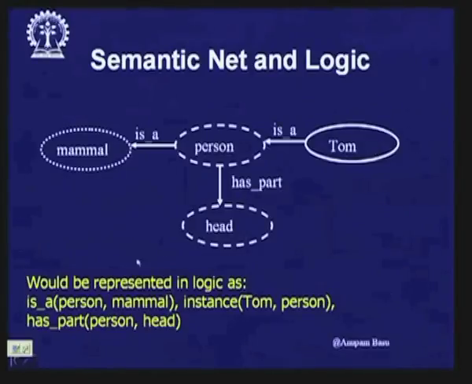Now, the same structure can be represented in logic where I just use these relations as the predicates. Is a person mammal, is a person mammal. So, it is a binary predicate with 2 arguments, right. Now, in logic I can say instance Tom person, that Tom is an instance of a person, has spot person head. So, you see, for any 2 nodes we take and the relation connecting them, I can represent them as propositions as we do in logic.